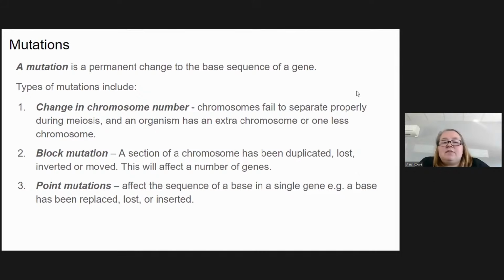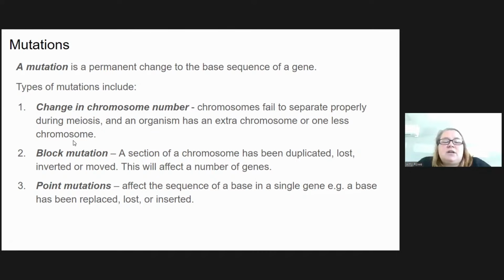Okay, let's have a look at mutations. We know that a mutation is a permanent change to the base sequence of a gene, and there are several different types. So the types of mutations you've probably heard of include a change in chromosome number, or aneuploidy. This is where chromosomes may fail to separate properly during meiosis, and an organism may have an extra chromosome or it may have one less chromosome than it needs, for example.